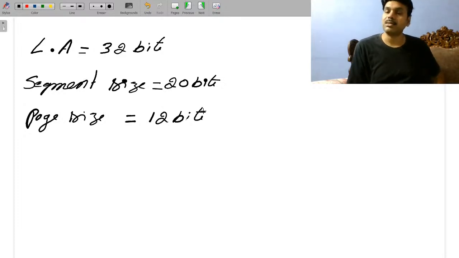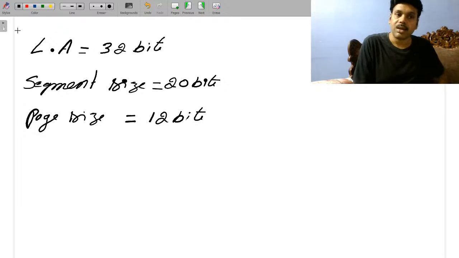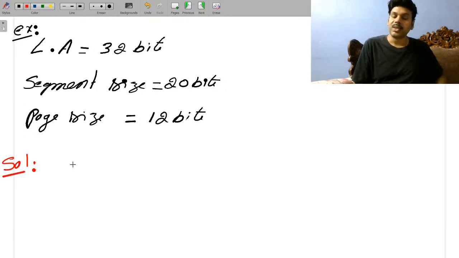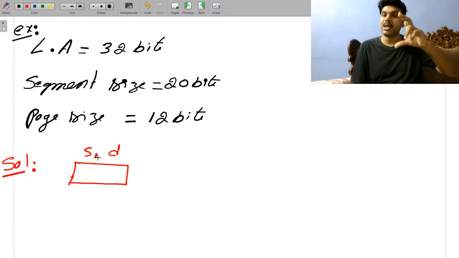Now, is segmentation plus paging required, or is only segmentation sufficient? We need to think logically. So this is the example: can I use only segmentation, or do I need segmentation with paging or not? The solution is like this. The CPU-generated address consists of two parts, S comma D. S is the number of bits for the segment number representation, and D is the segment size, 10 lines or 20 lines or 30 lines of code.